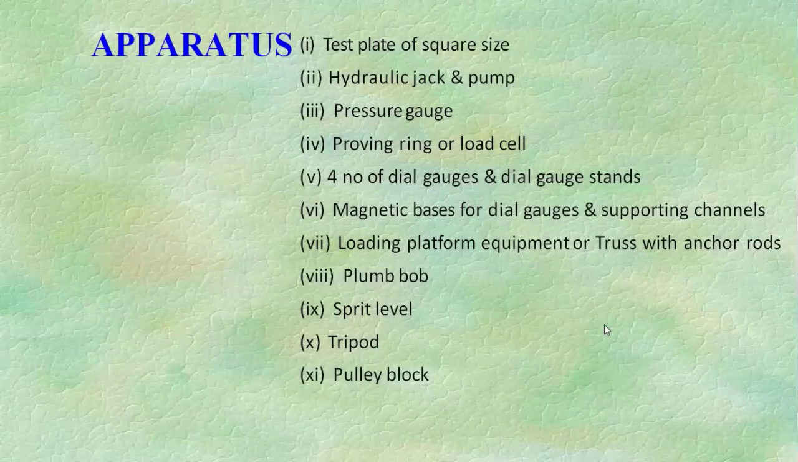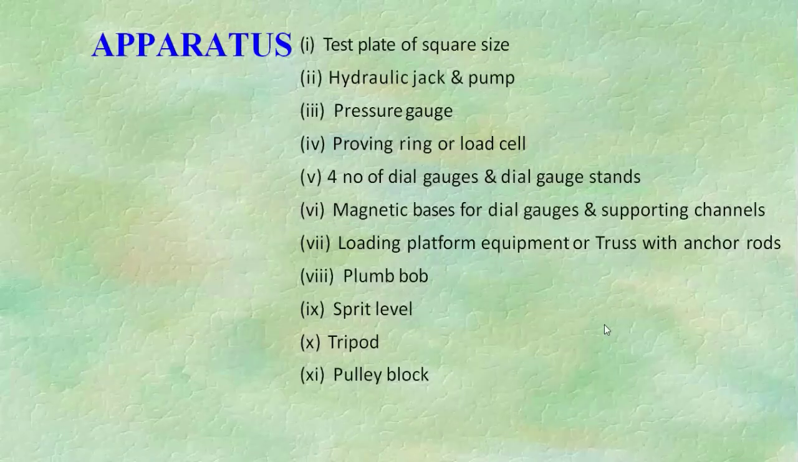Next is the loading system. A dead load and a hydraulic or reaction loading system of about 15 tons capacity is used along with a dial gauge fitted with a proving ring or an electronic load measuring system, to read up to half percentage of load applied.